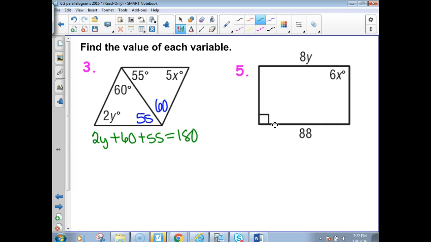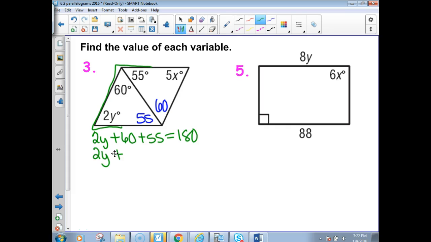All right, now, let me show you what I meant by the consecutive interior angles. If you went here to here, doesn't that mean you got to add that all together plus this? That's going to give you the same equation. Okay, so it has to be 2y plus 60 plus 55 equals 180.